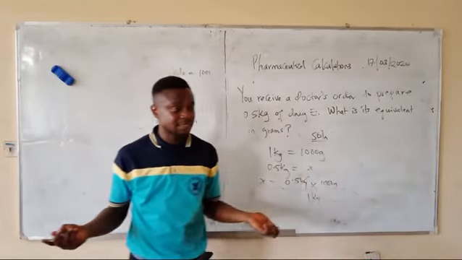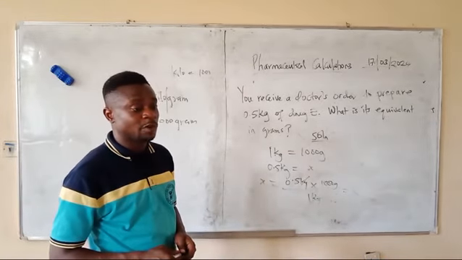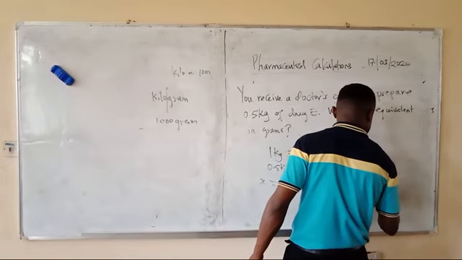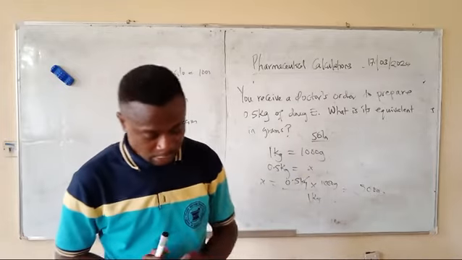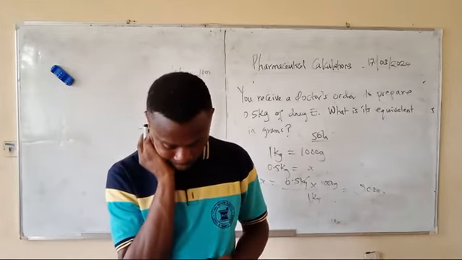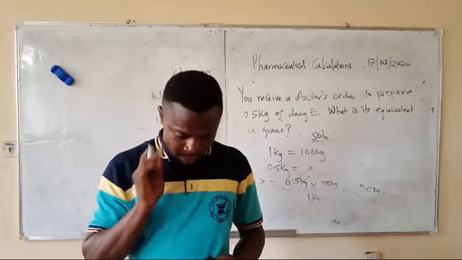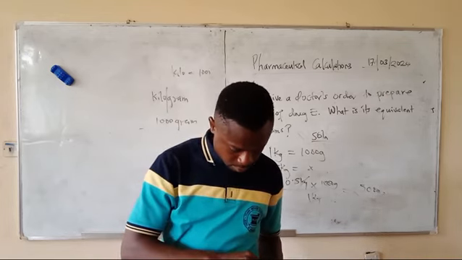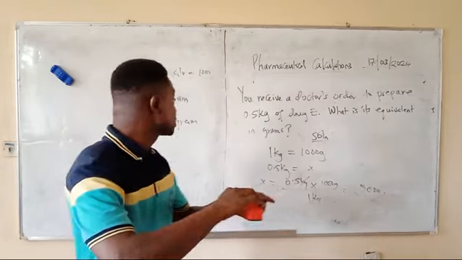Just half of 1,000. Simple. 0.5 is half, so that is 500. The answer is 500 grams. Good. Are you done? Yes, sir. All right, so let's go to the next question.